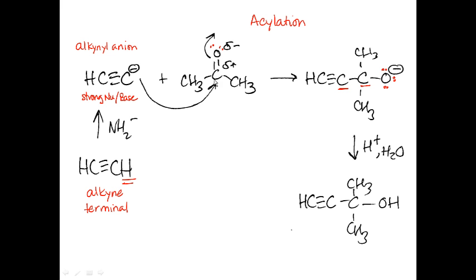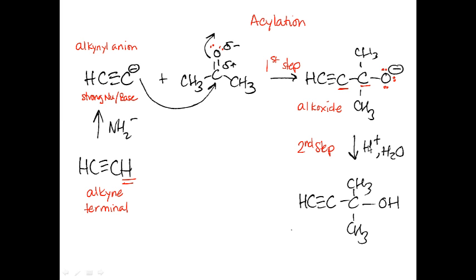Now, we have to do this as basically a first step, because we have to leave this as an alkoxide, because in the second step, we're going to add acid to that to protonate the alkoxide to make the alcohol. Let's write this down to be formal.